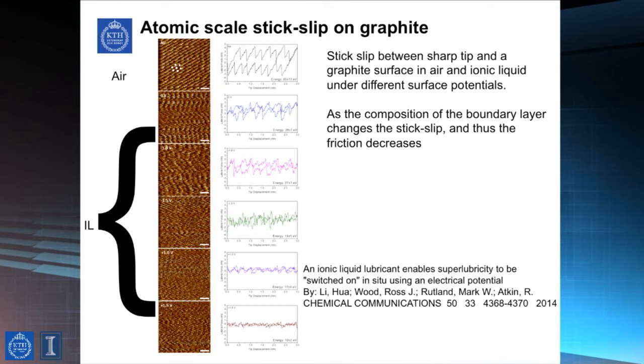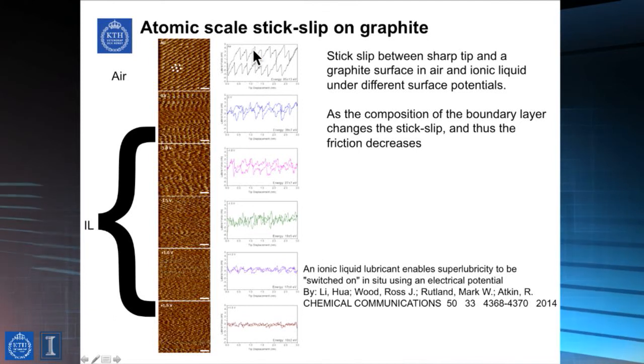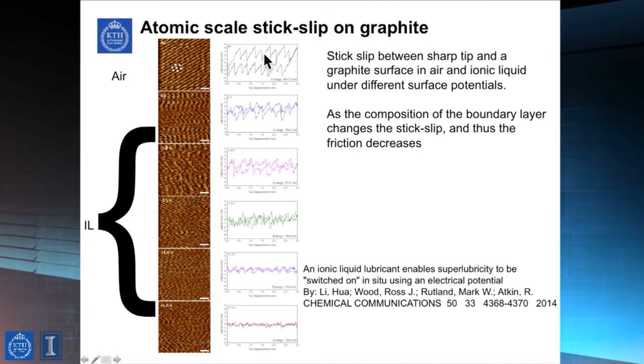And if you look at the top of these rather small images, I'm afraid, you can actually see a tip sliding over graphite in air, and the corrugations in this image sort of give us a feel for the local stick slip as we go over the lattice. This is another example where we then added ionic liquid to the system.